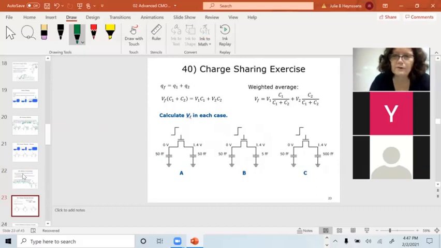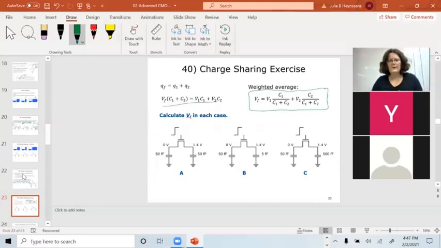A weighted average. We could divide that out and do a little bit of algebra on this equation, and we could solve that one for V final. You're just dividing both sides of the equation by C1 plus C2.